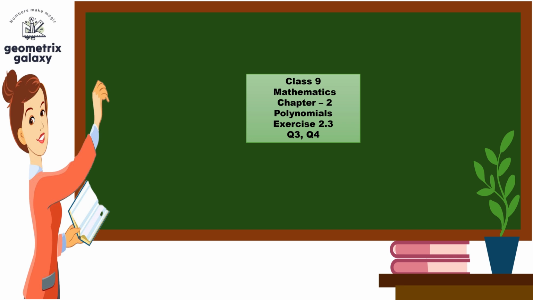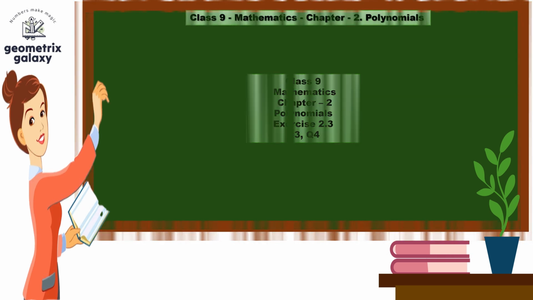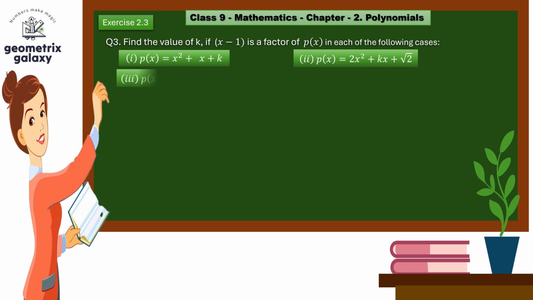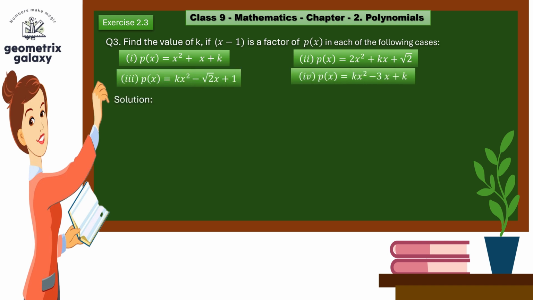In this video we will see chapter 2 polynomials, exercise 2.3, question number 3 and question number 4. Here is question number 3. Find the value of k if x minus 1 is a factor of p of x in each of the following cases. Here we have 4 subdivisions. Let us see one by one. As per the question, x minus 1 is a sure factor of all the following polynomials. So, according to factor theorem, p of 1 is equal to 0. Using that concept, we are going to find the unknown value k in all the polynomials.